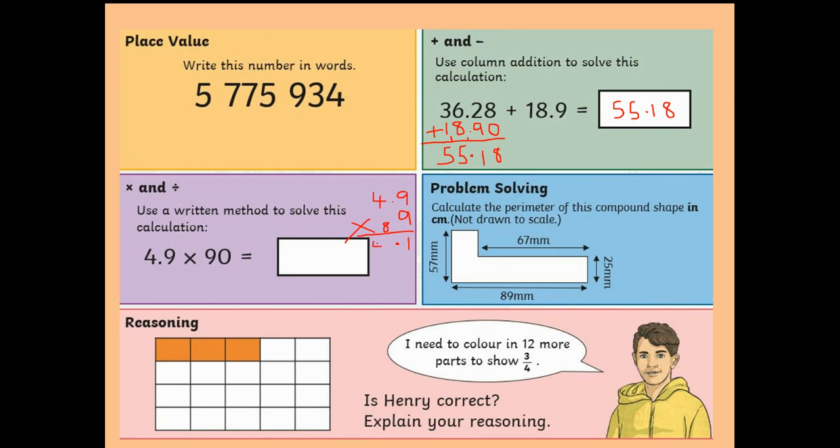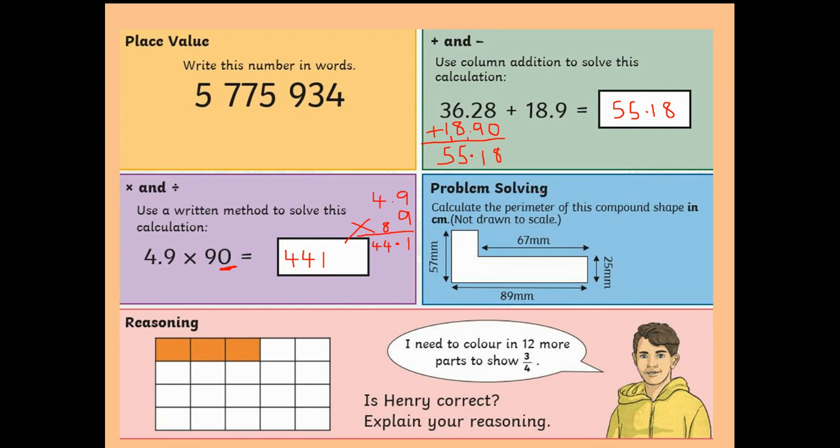Add 8 is 44. Now, that's fine, but in the question, I didn't have 4.9 times 9. I had 4.9 times 90, which is 10 times bigger. So I'm going to make my answer 10 times bigger. So instead of being 44.1, all my digits are going to get one place bigger. So my 40 becomes 400. My 4 ones become 4 tens. And my 1 tenth becomes 1 one. So I've got 441. Well done if you got that right.